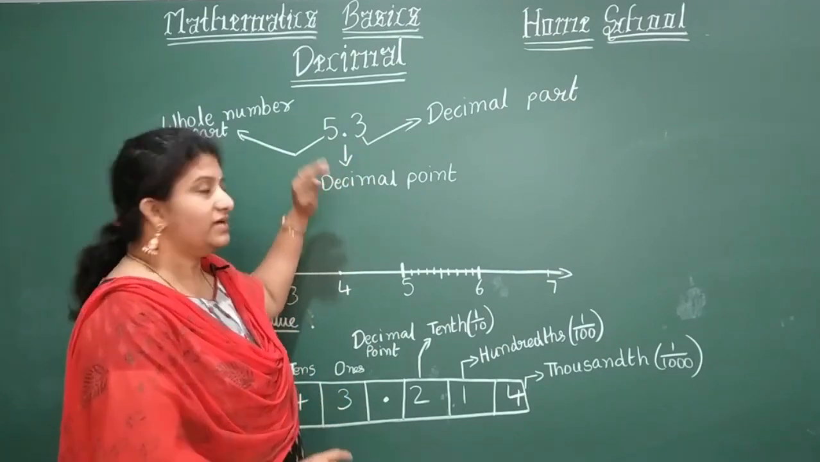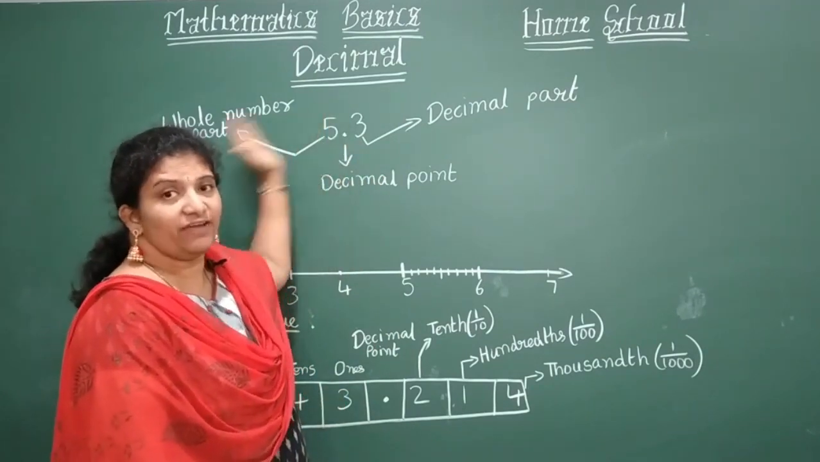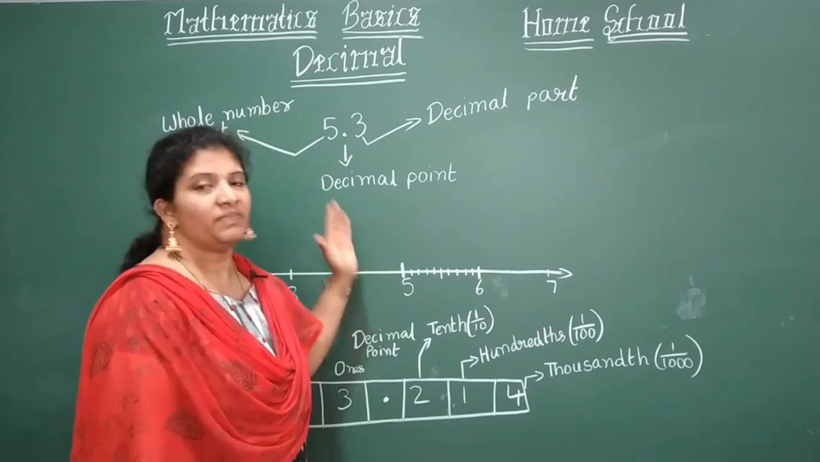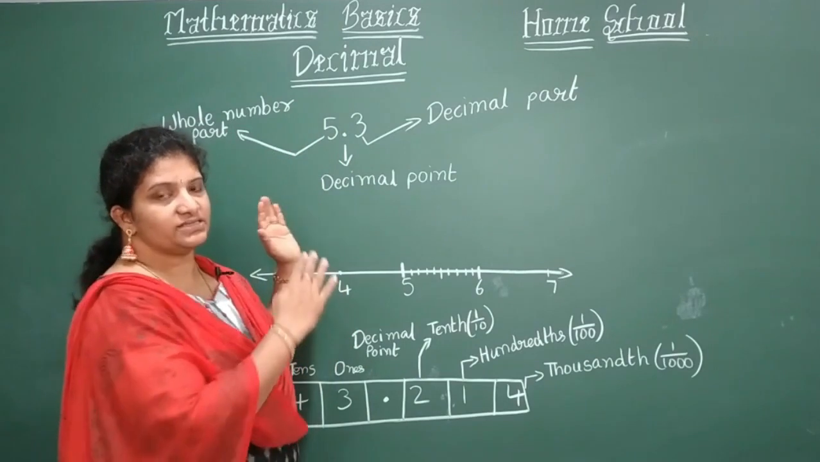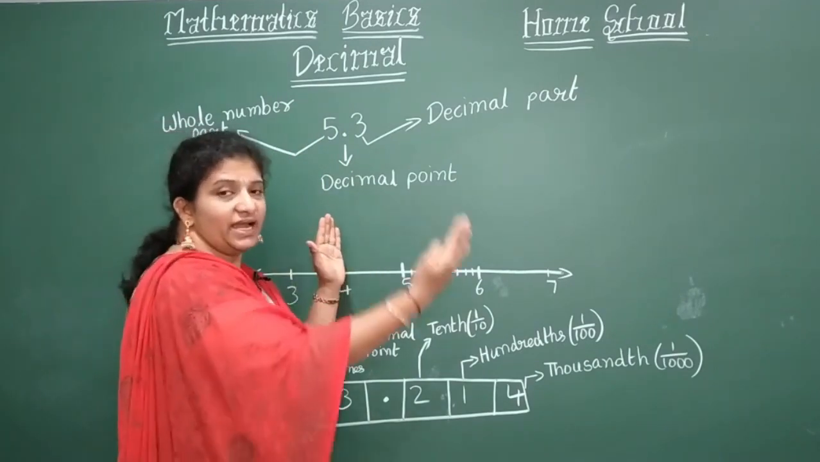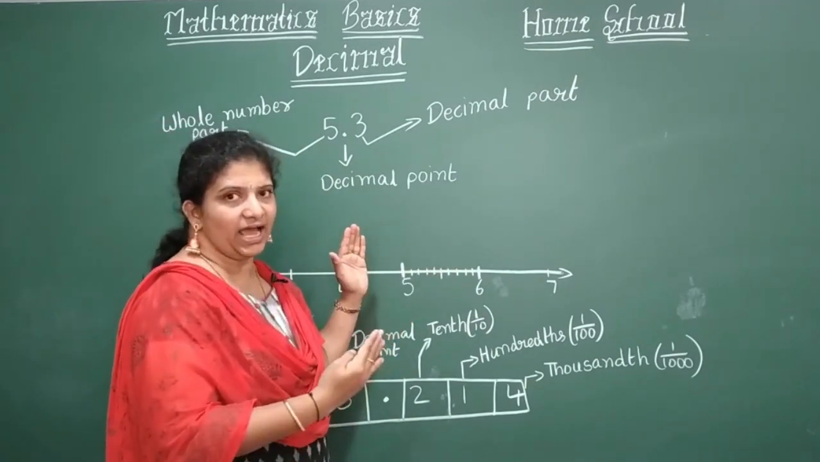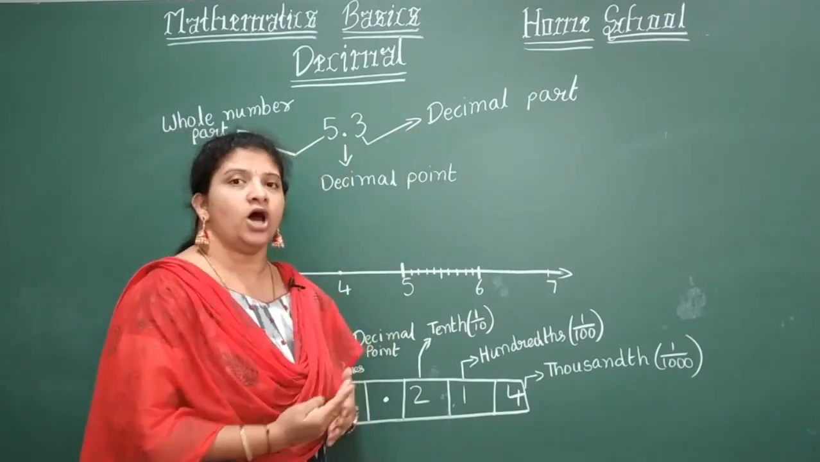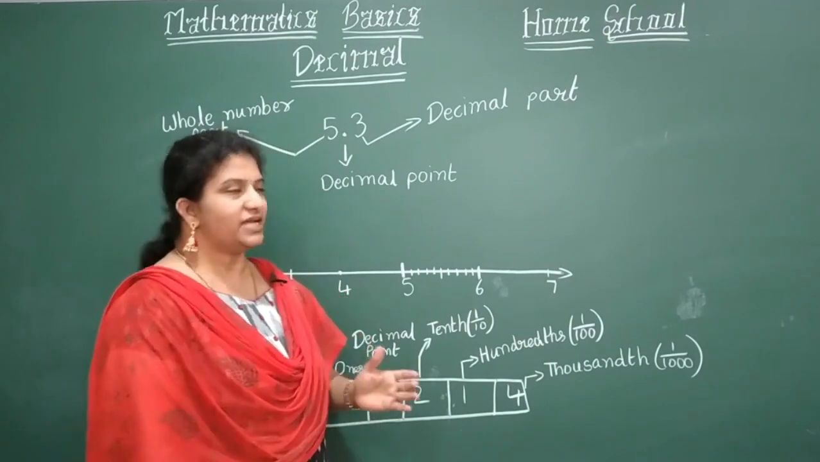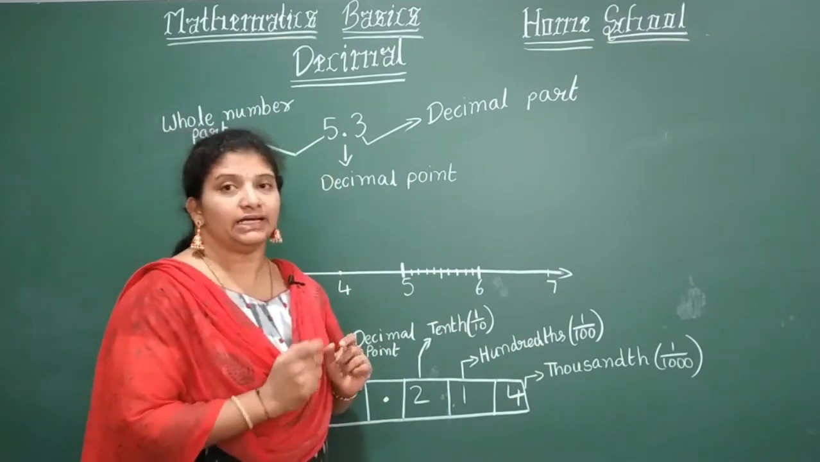It divides the number so that the left side of the decimal point is called the whole number part, whereas the numbers on the right side of the decimal point are called decimals, also called the decimal part or fraction part.